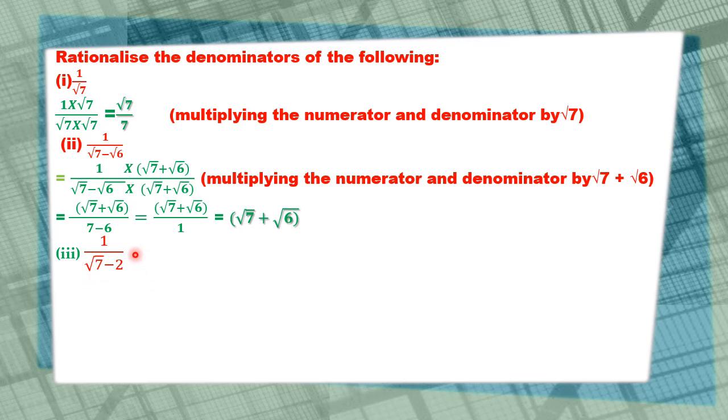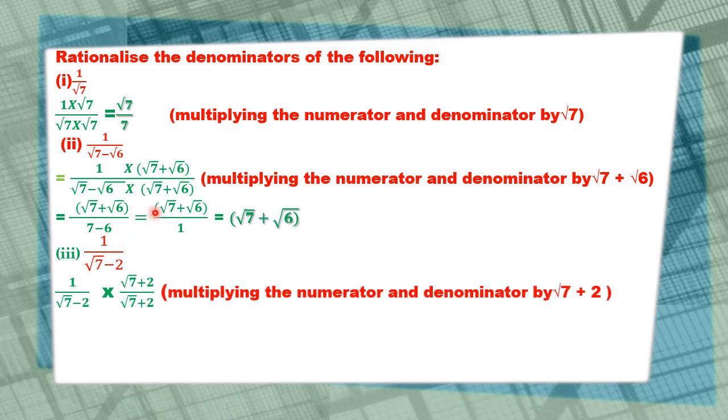Here is the third example. 1 upon root 7 minus 2. We have to convert this into a rational denominator. How will we do it? Can you guess? Yes, again the same process is working. Because here it's a minus b, we multiply with a plus b. Root 7 plus 2, both in numerator and denominator.